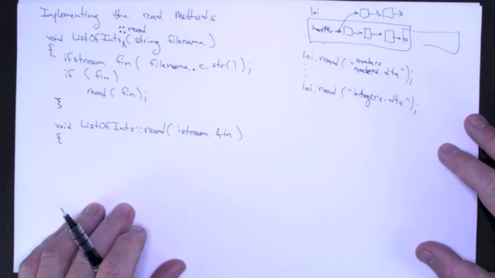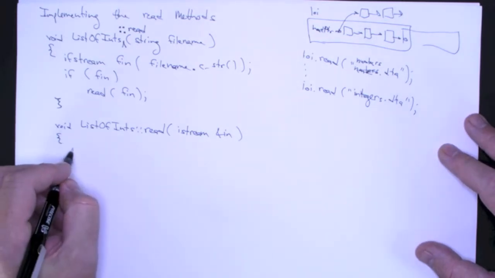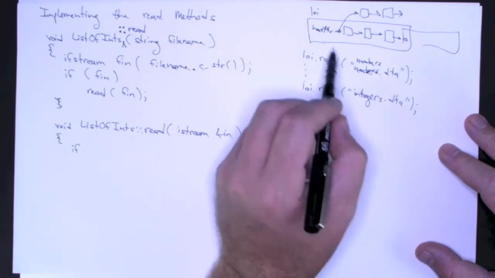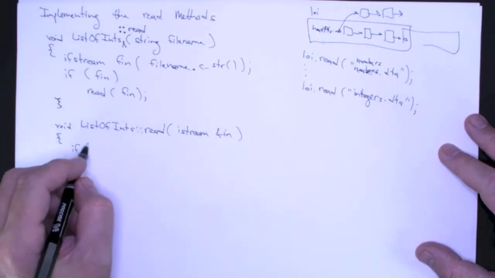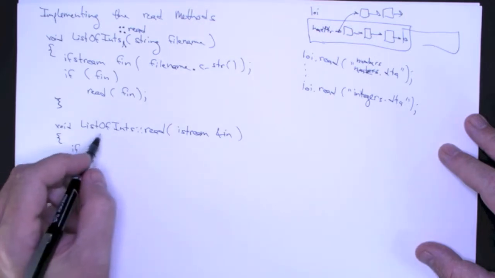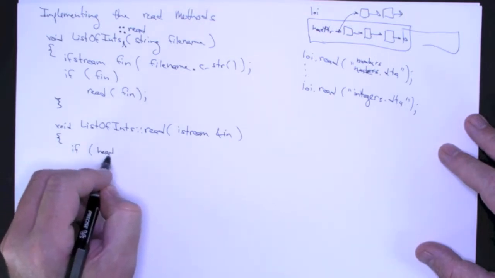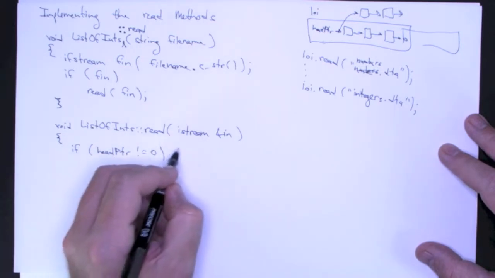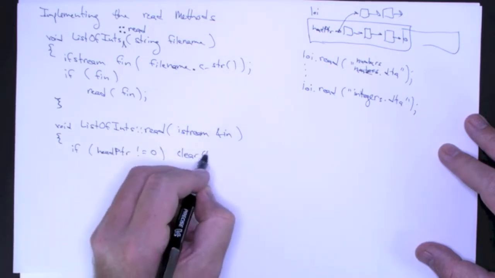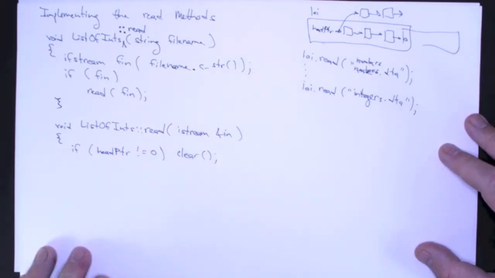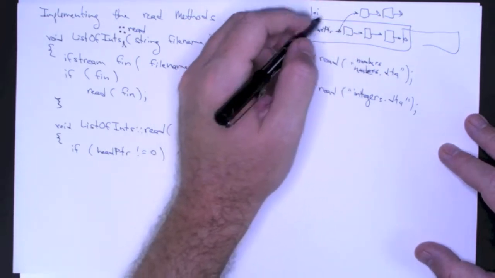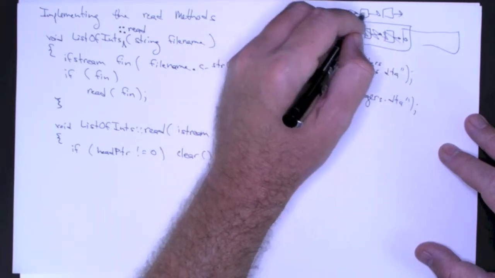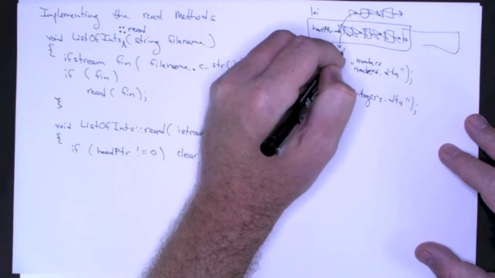a clear method. Well, how do we know if we have a list? Well, we know because head pointer is not pointing to null. So if someone calls read and head pointer does not point to null, then we need to call the clear method and make it point to null. So if we have a situation where there is a list, we know that it will get destructed, and we know that head pointer will point to null.